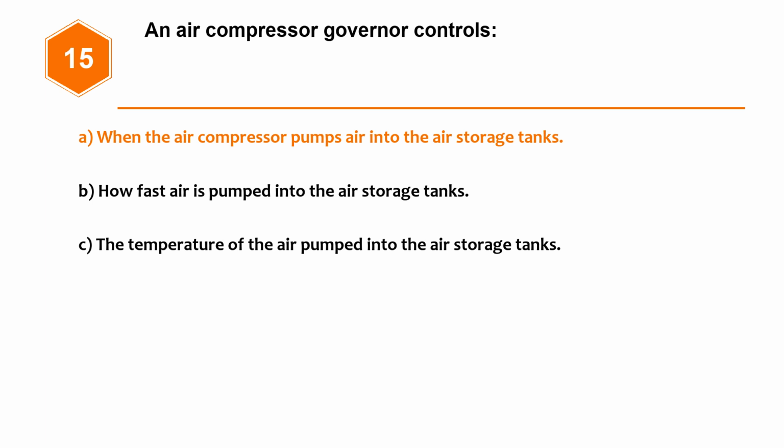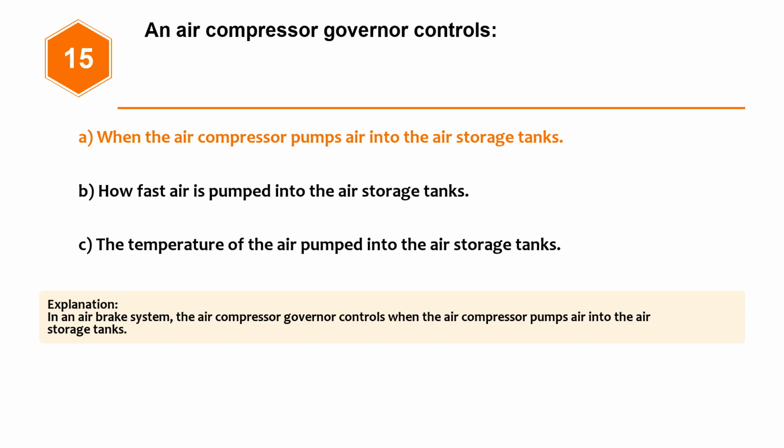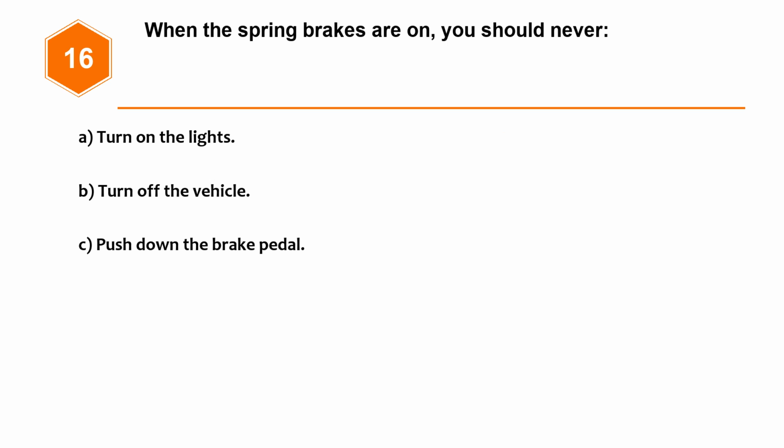The correct answer is option A. When the air compressor pumps air into the air storage tanks. Explanation. In an air brake system, the air compressor governor controls when the air compressor pumps air into the air storage tanks.